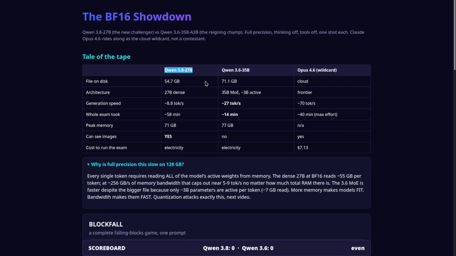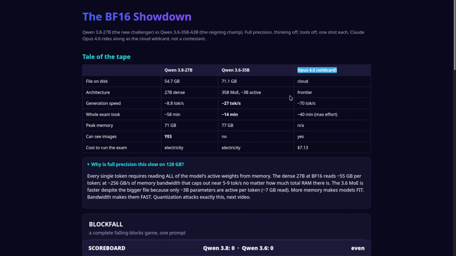The whole exam, and I'm talking about 4 benchmarks, took almost an hour for Qwen 3.8, 58 minutes. And then Qwen 3.6 was able to do that in under 14 minutes. Opus, I'm throwing that in there as a wild card. There are a lot of claims that Qwen 3.8 27B beats out Opus 4.6, so I wanted to throw it in there as a wild card. Obviously, this is a cloud-based system, so all these numbers are just subjective, and it cost me about $7 in API tokens to run this test.